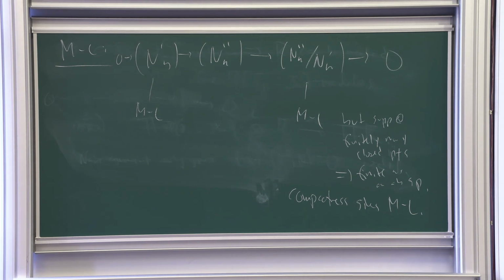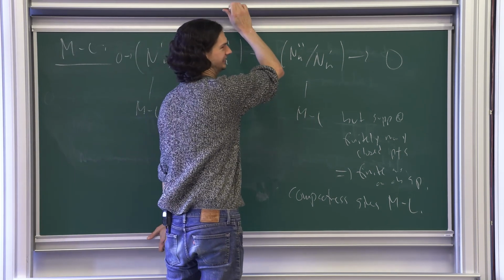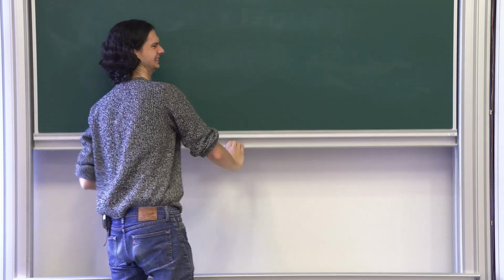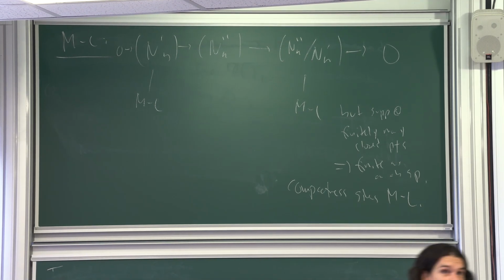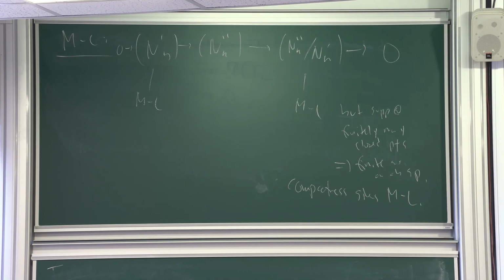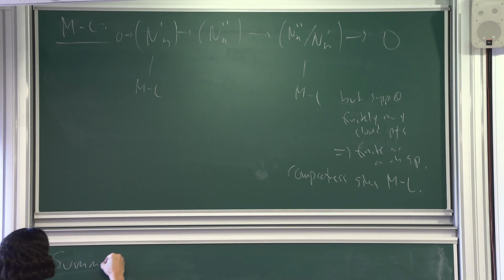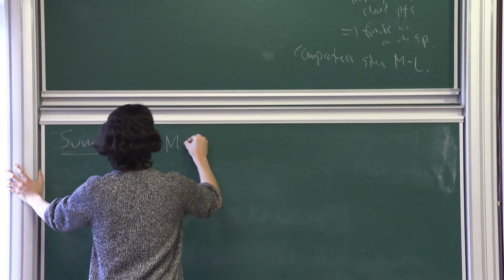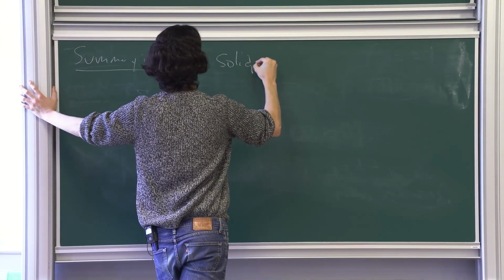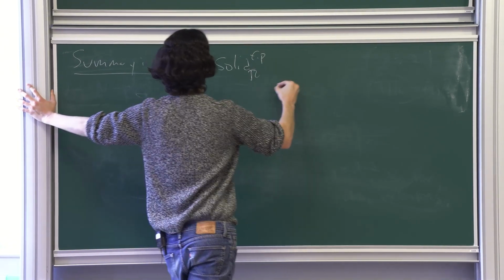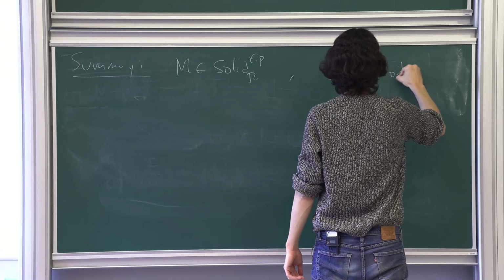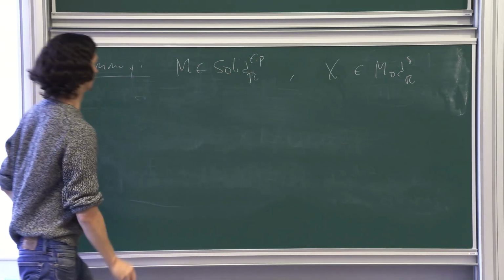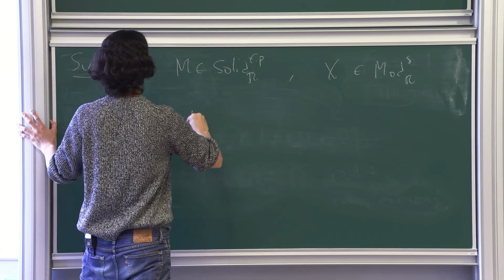Okay, so that gives the Ext vanishing. To sum up, a summary of what we've done so far: we've seen that if M is finitely presented solid R-module, and if X, I've switched to X, is a discrete module over the ring, then we get the desired Ext vanishing.